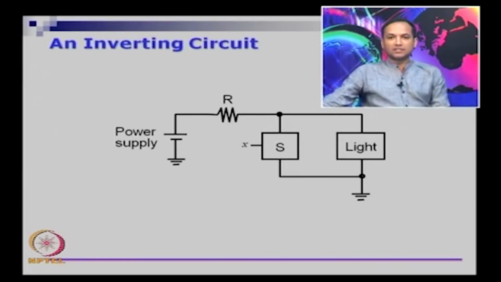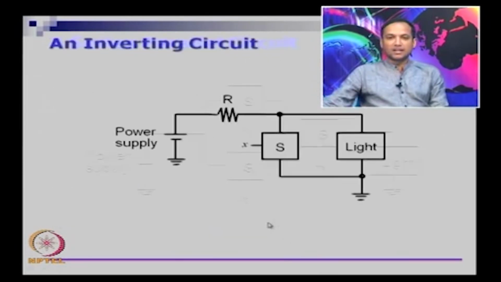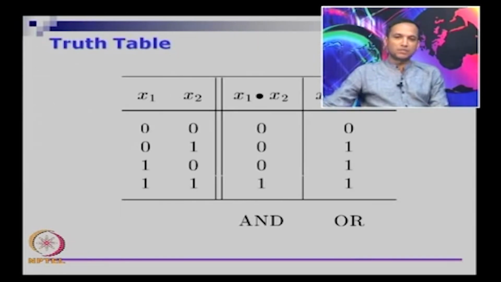So, we have three different circuits that we have seen. We saw switches in series, switches in parallel, and switches which give you the connection which gives you the inverting sense. Now, let us see how we can build circuits based on these.